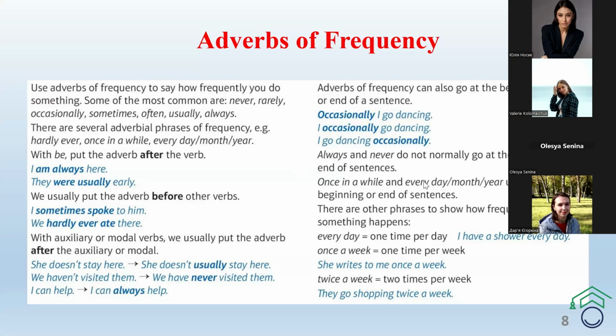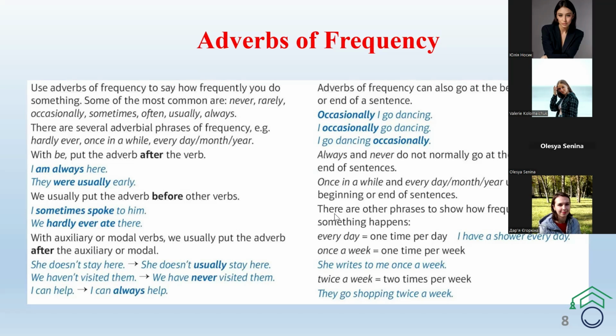Once in a while, every day, every month go at the beginning or at the end of the sentence. These are adverbial phrases. They are quite long, so it's better to put them either at the beginning of the sentence or at the end. Once in a while, I treat myself to some chocolate, for example. Or I treat myself to some chocolate once in a while.